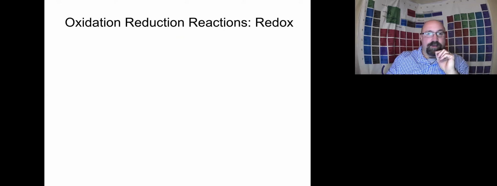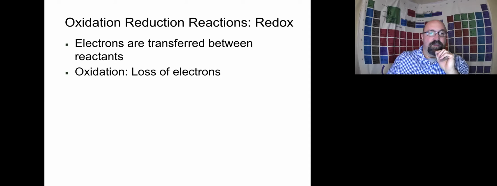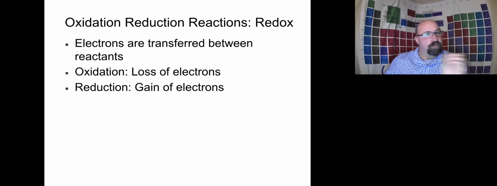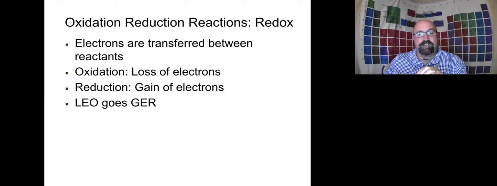And we also talked about redox reactions, in which electrons are transferred between reactants. We talked about how oxidation is the loss of electrons. Reduction is the gain of electrons. We talked about a couple ways to remember which is which. Remember, Leo the lion goes grr. Lose electrons, oxidize. Gain electrons, reduce. Also, OIL RIG: oxidation is loss.